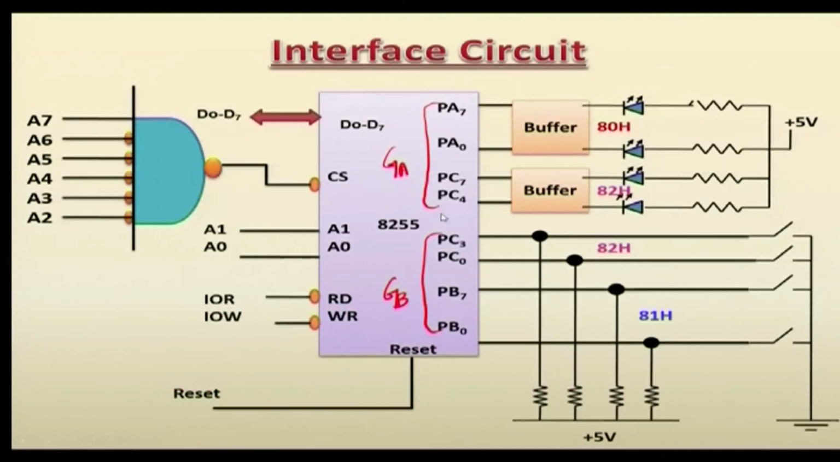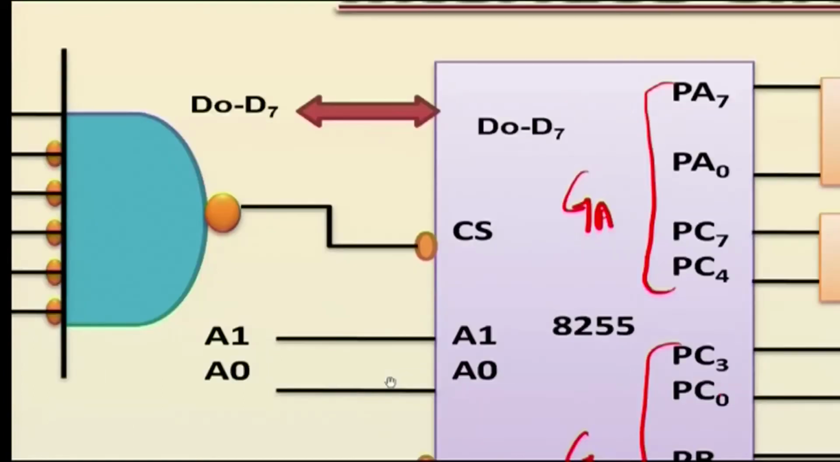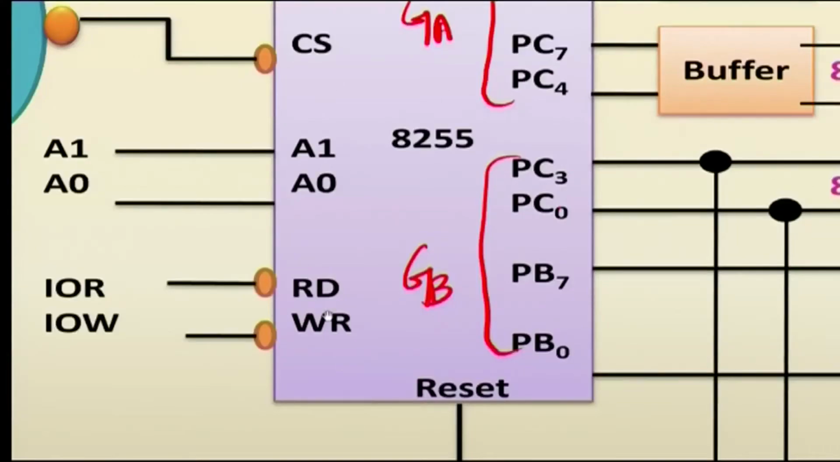This diagram will clearly explain how to interface it. The address lines A0 to A7 are connected with the 8085. A0 and A1 are used for providing the port address: when both signals are 00, 01, 10 or 11, they represent port A, B, C and the control register. The remaining unused address lines are connected to the NAND gate to provide the chip select signal. Based on these 8 lines we have calculated the port addresses 80, 81, 82 and 83. D0 to D7 are used for bidirectional data flow. Read and write are used to send and receive the data.